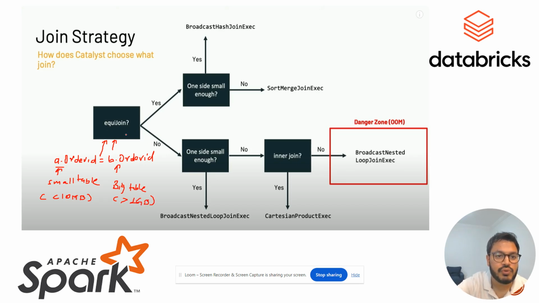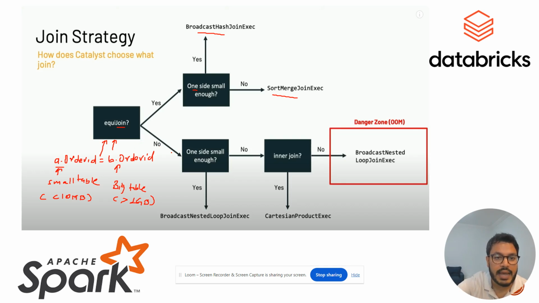So if we do an equi-join, which is equal, and one is my small table, let's say A is my small table, then broadcast hash join is executed, and if it is not, then sort merge join is executed. So Catalyst Optimizer internally uses a broadcast hash join if one is a small table and another is a big table. If not, it uses sort merge join by default. So this is in case of equi join.